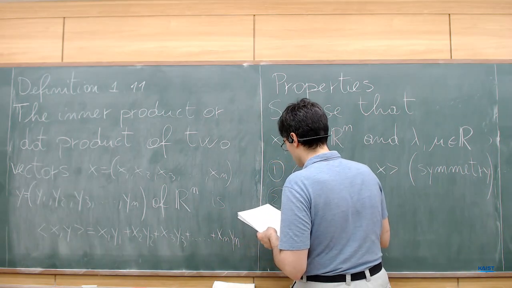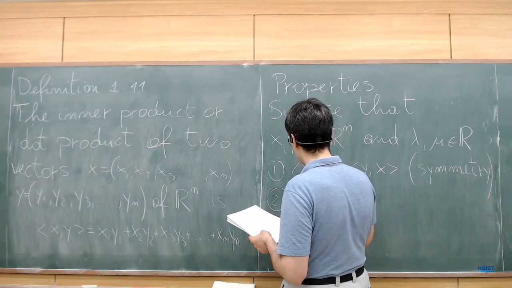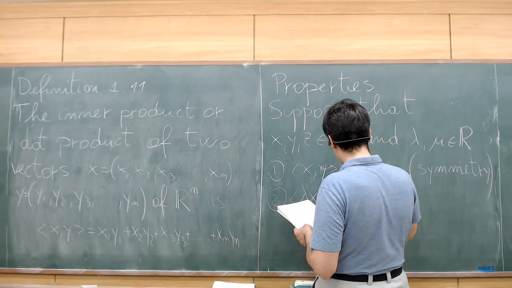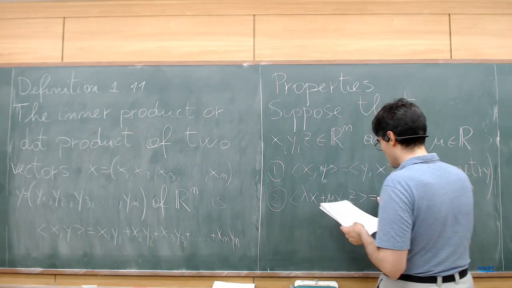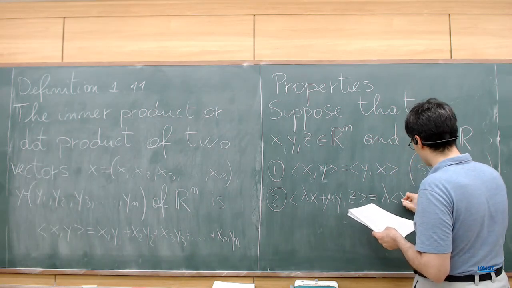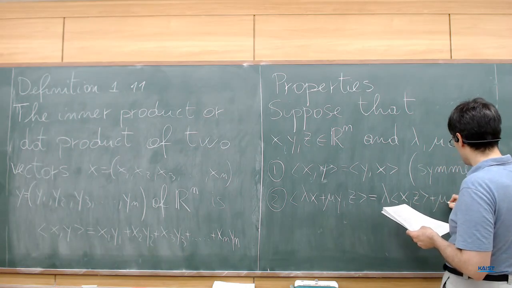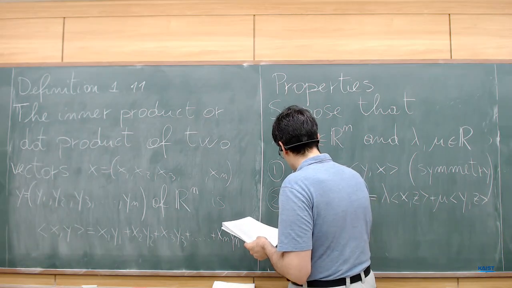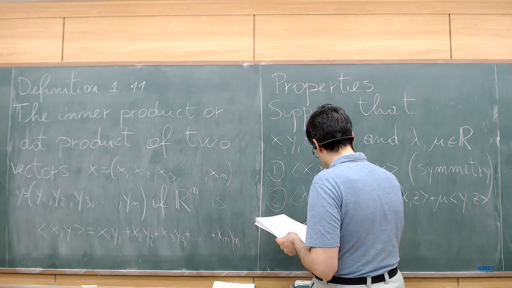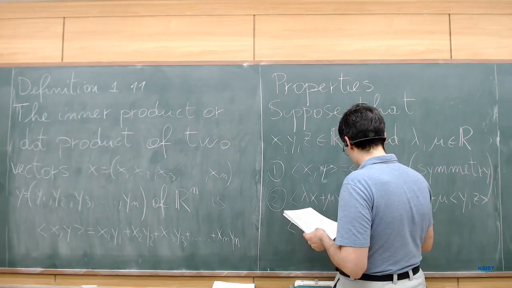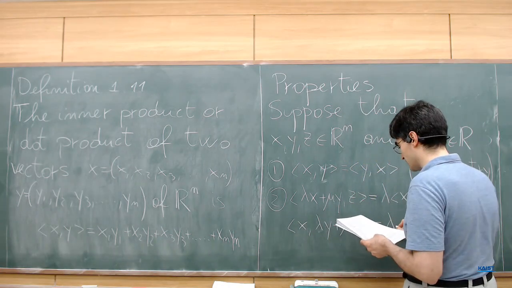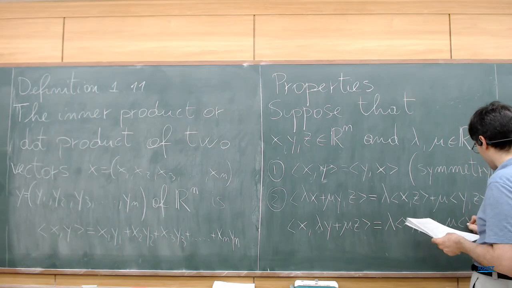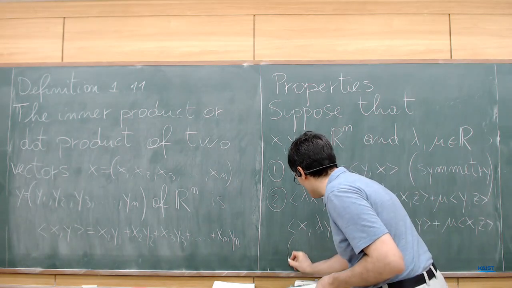Two, the inner product is bilinear. This means that (lambda x + mu y) multiplied by z is equal to lambda times the product of x and z plus mu times the inner product of y with z, and x multiplied by (lambda y + mu z) is equal to lambda x y plus mu x z. So this is the bilinearity.